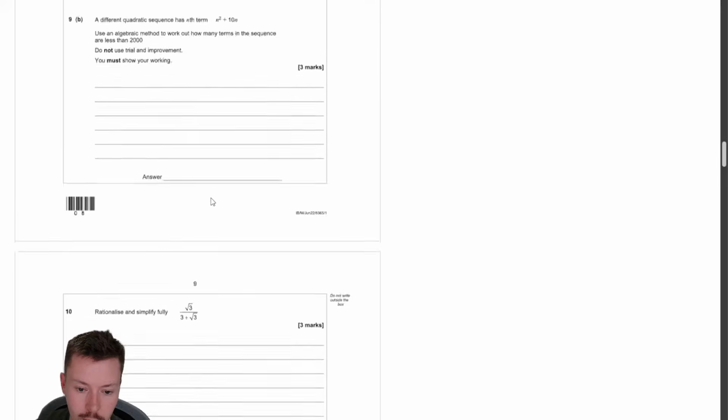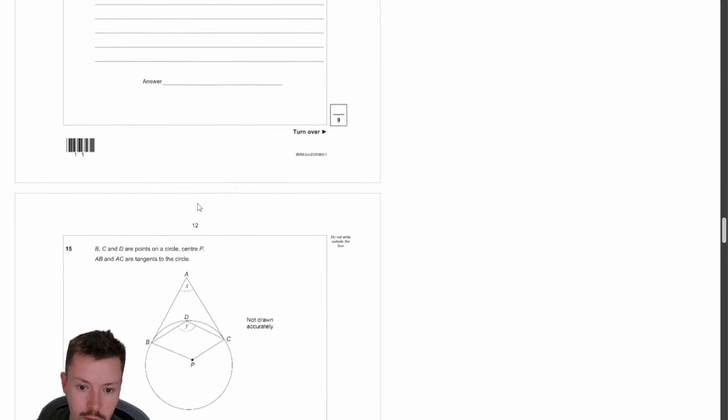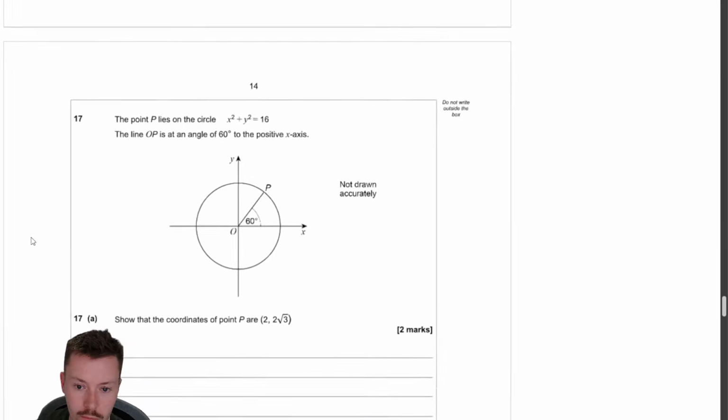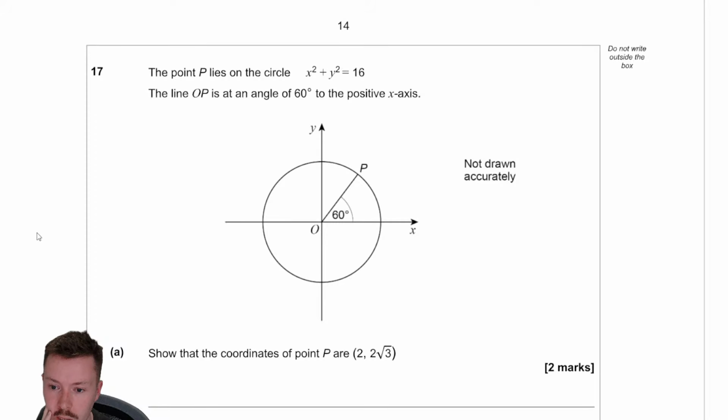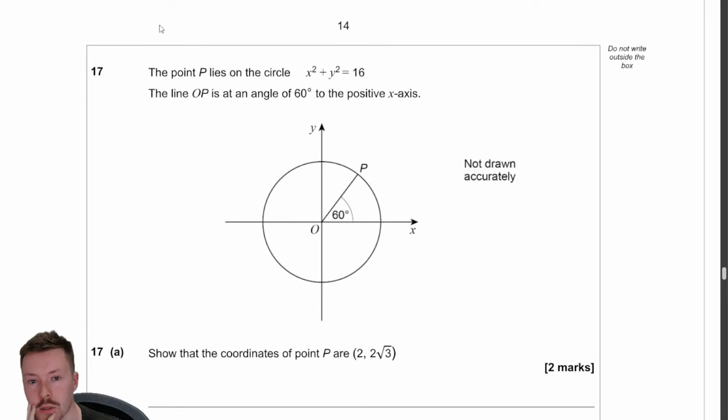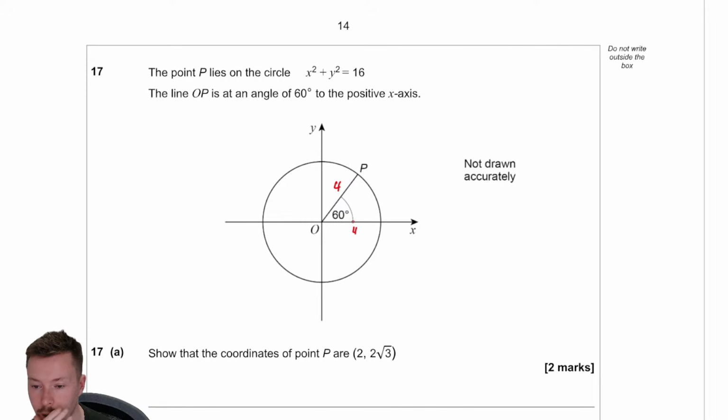Right, 17 A and B. The point P lies on the circle x² + y² = 16. Okay, so this is length 4, and this is 4. Show that the coordinates of point P are (2, 2√3).